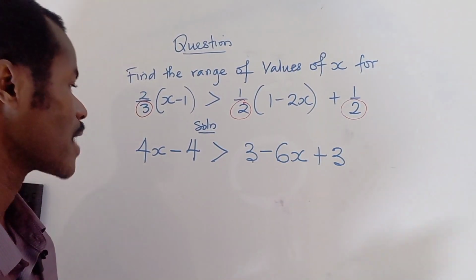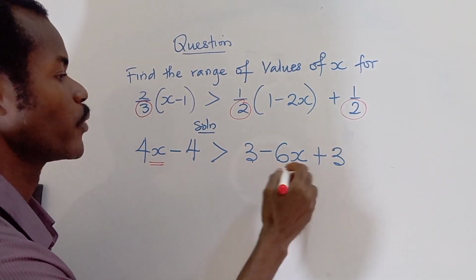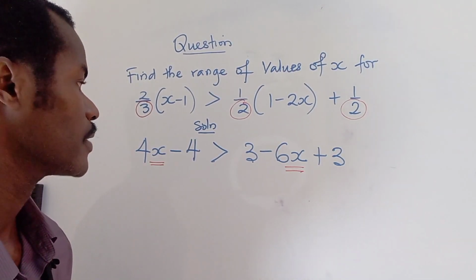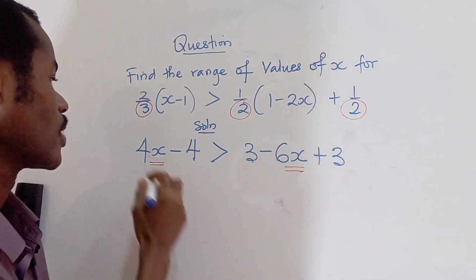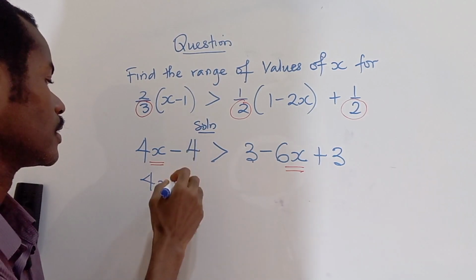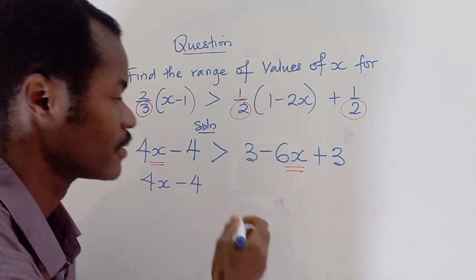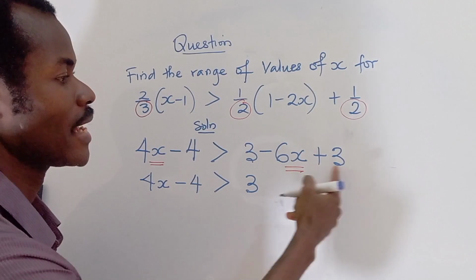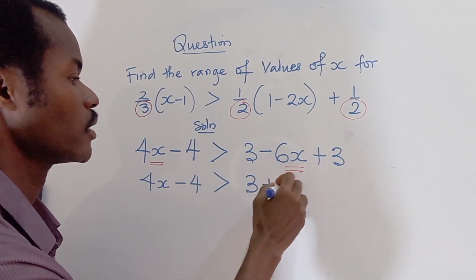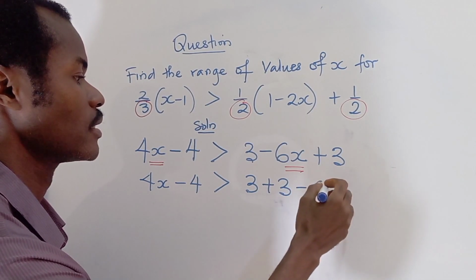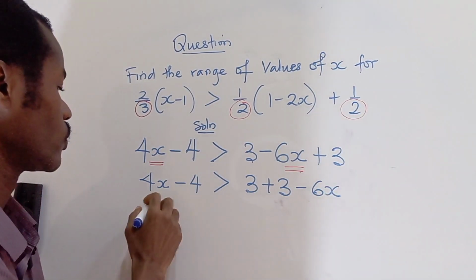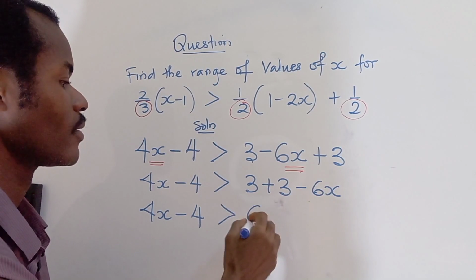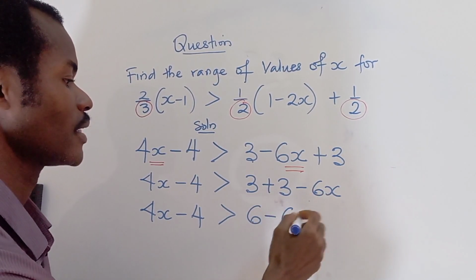Okay, I can see that we have x here and we have x here, so we are going to simply collect like terms. Let's rearrange this. I have 4x here, this is minus 4. Let's take it step by step. This is greater than, so we have 3. Now 3 is alike with this 3, so we have 3 plus 3, and we have minus 6x. So 3 plus 3 is going to give us 6. Let's quickly write our 6 minus 6x.